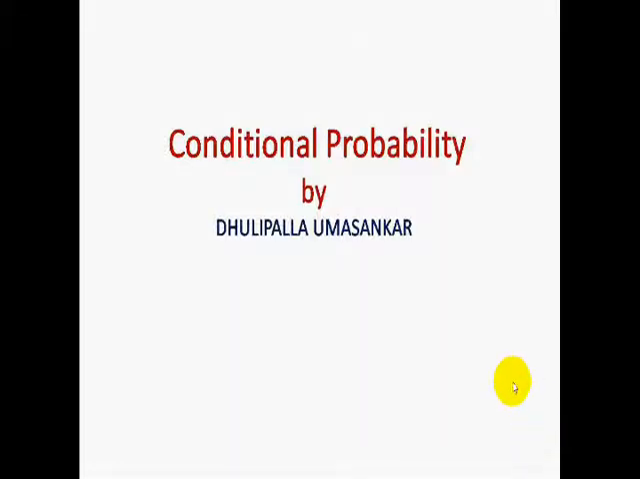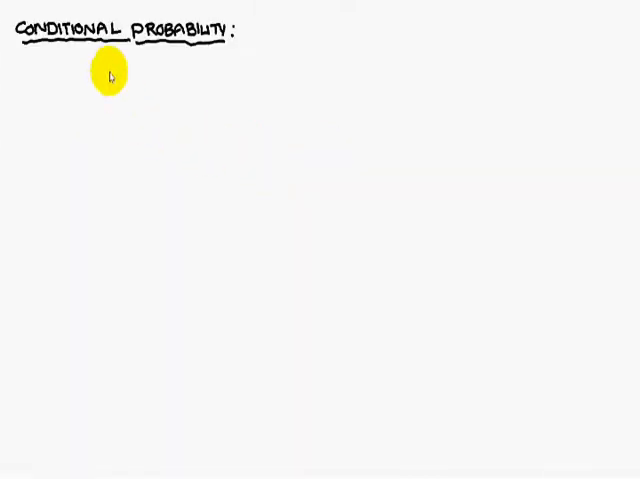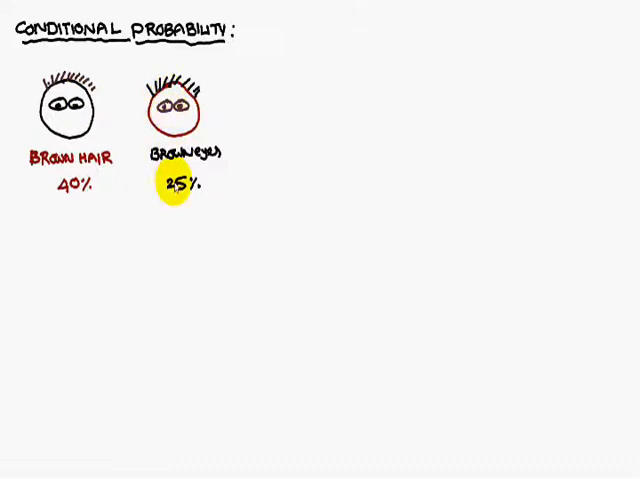Today we are going to discuss conditional probability. Let us discuss conditional probability using an example. Let us consider in a class 40% have brown hair, brown hair only, not the eyes. In the same class 25% have brown eyes only. And 50% have both the eyes and the hair.